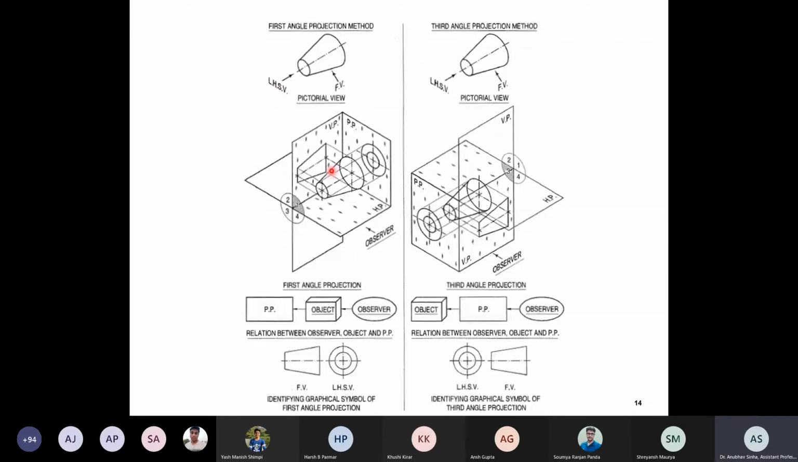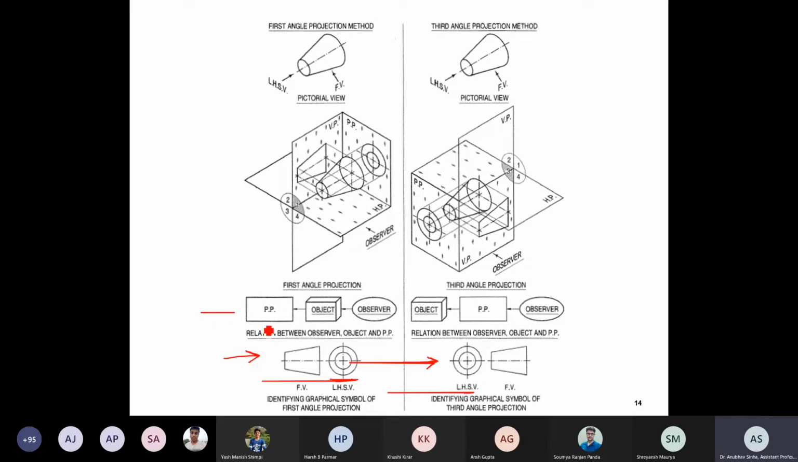If it is in first angle, it is in front of VP and on top of HP, right? And we create a PP. PP is profile plane. So we are looking from the left, but our profile plane is on the right. Whatever view you get from looking at the left, that view is drawn here. Let me say you're looking from this side, but you're making that image here on the right side. While in third angle, you're looking from here and the same place you're making that view. That is your HSV.